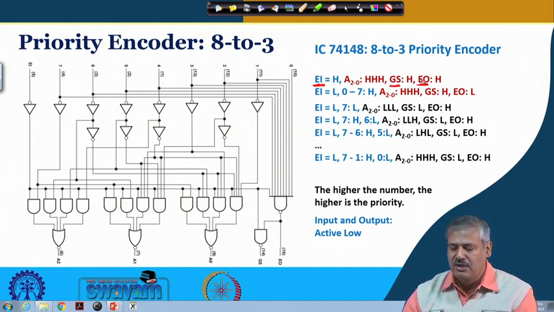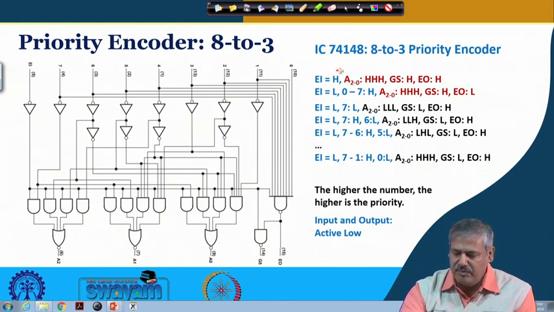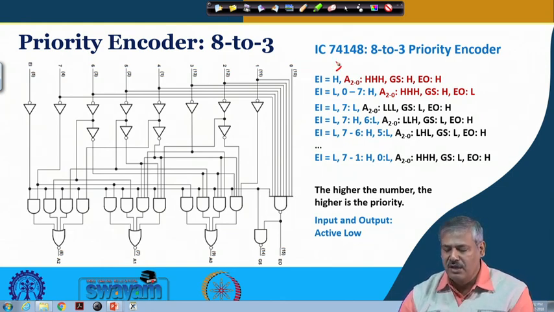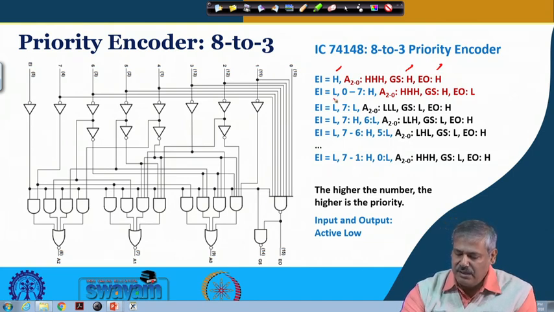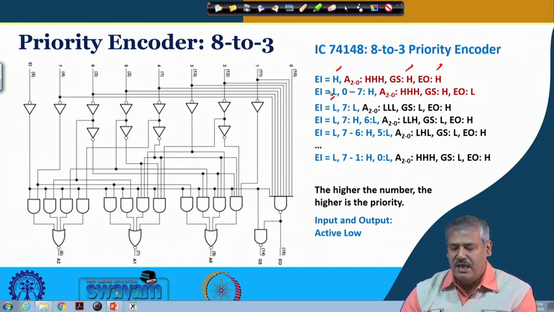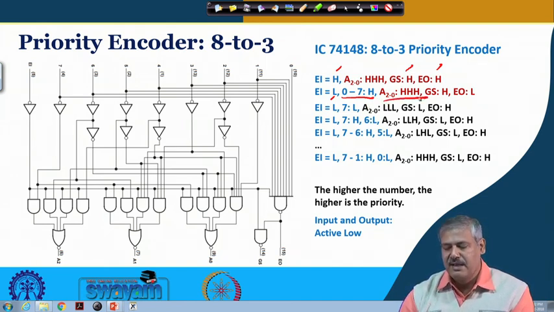enable output. So, what you can see is, when this enable input is high, at that time GS is high and enable output is also high. And when EI, the enable input, is low and none of the inputs 0 to 7 is present, 0 to 7 being the corresponding inputs for 8 to 3, none of them present means none active low, then all the outputs are high. At that time GS is high and enable output is low. So, basically this low is making this low.